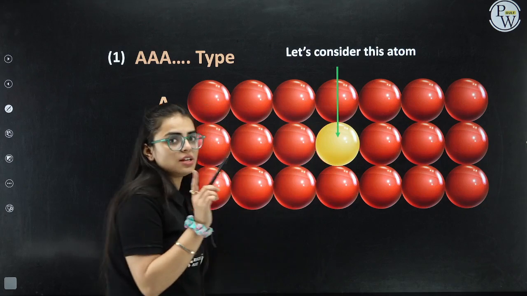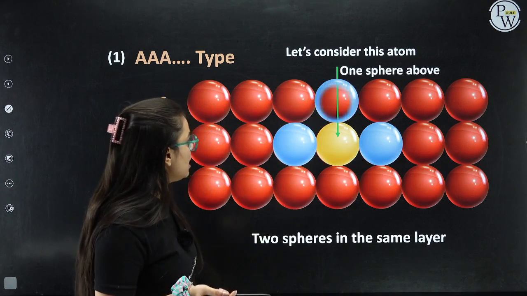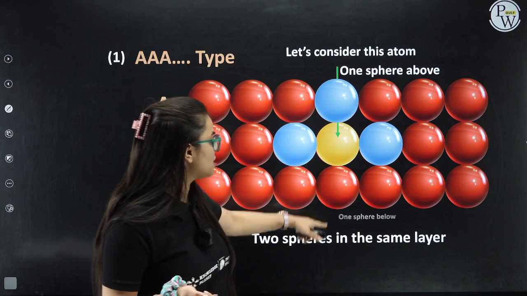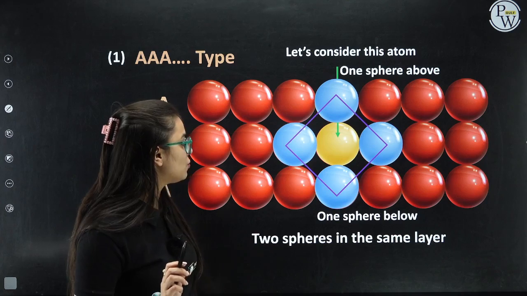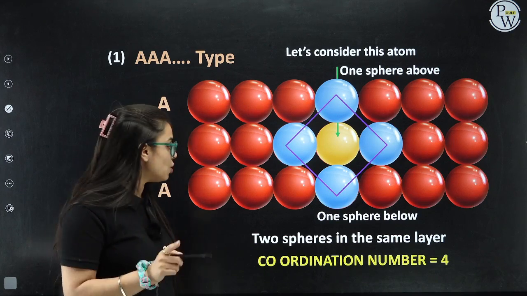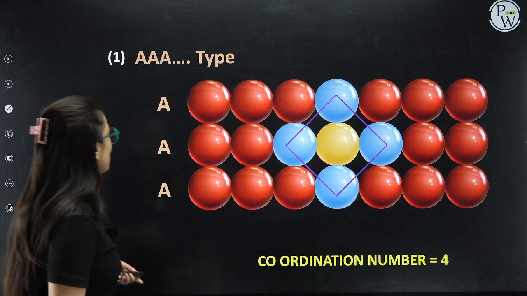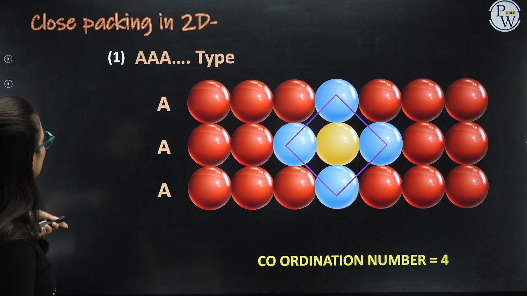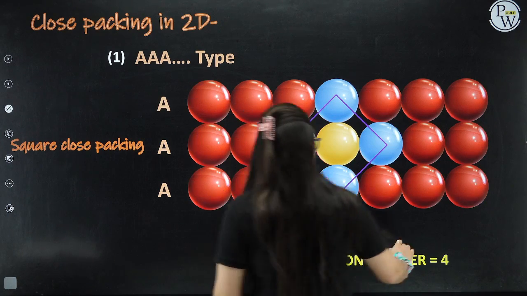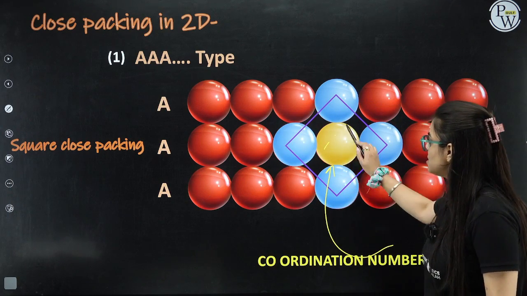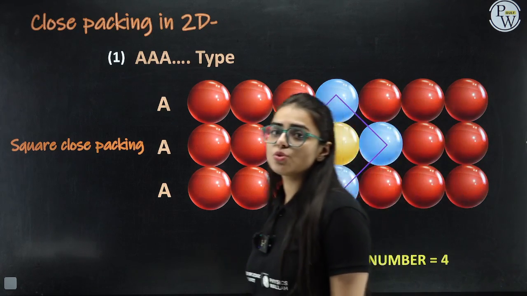Now see, let us consider this atom. This atom is touched by how many atoms? This is touched by these 2 atoms. Moreover, this is touched by this atom above and this atom below, guys. So it is touched by 4 atoms. That means the coordination number here will come out to be 4. Moreover, here it forms a square. So this type is referred to as square close packing. Why? Because it forms a square. Also, the coordination number here comes out to be 4 because this atom is touched by 4 atoms. Clear? So this is square close packing.